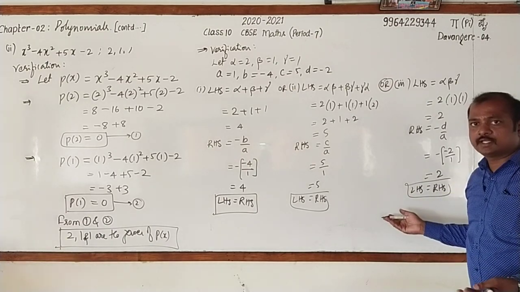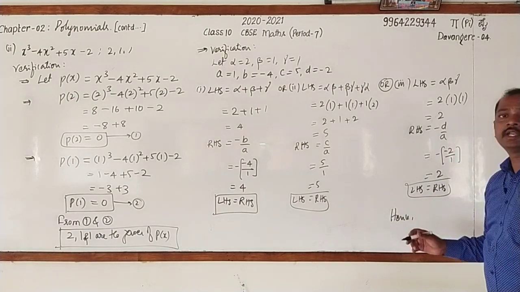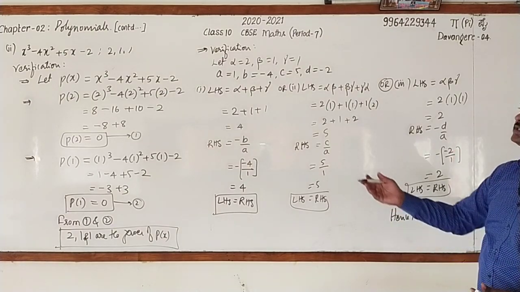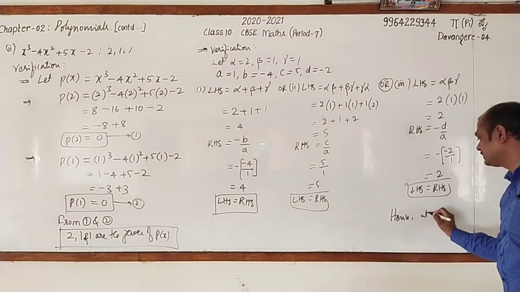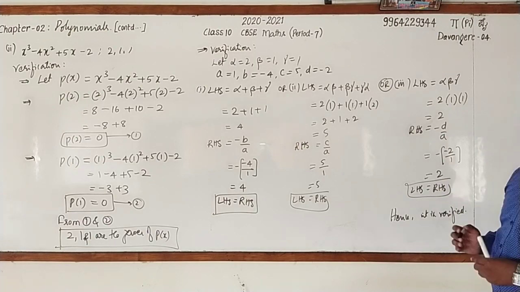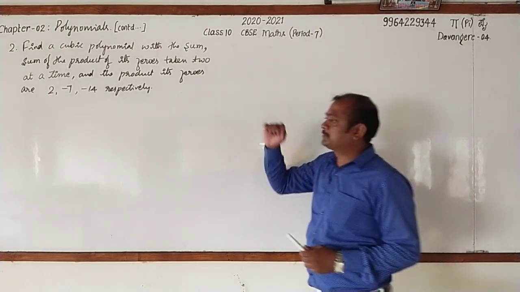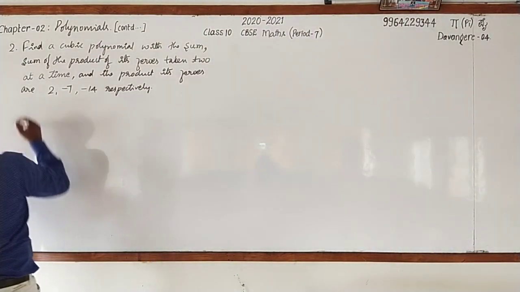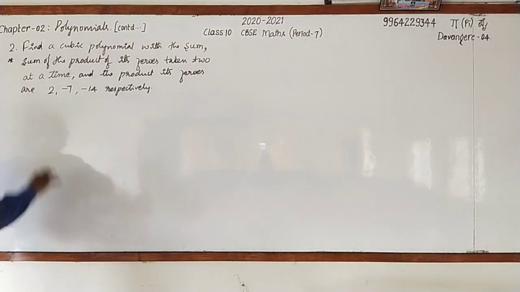In all the cases, LHS equal to RHS, hence we can write the relationship is verified. What is that relationship? Zeros and coefficients. Hence, it is verified. Clear? Yes, please go for copying from there to here. Observe the second one. This is an important one. I'll put a star mark for this. It has been given like this.